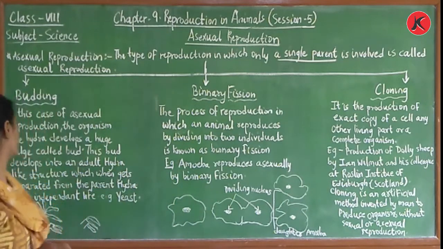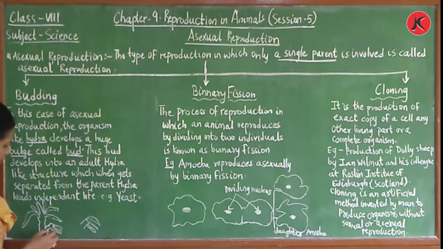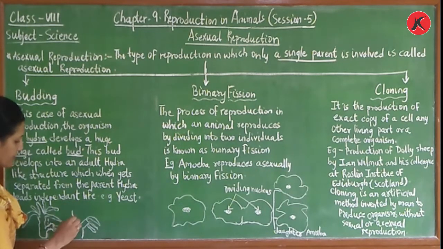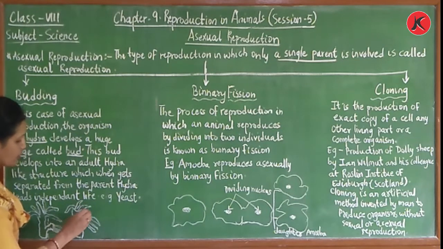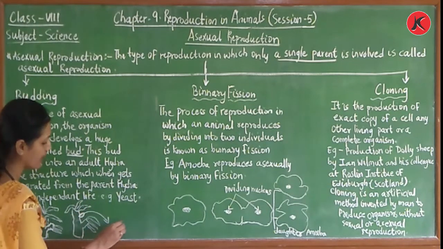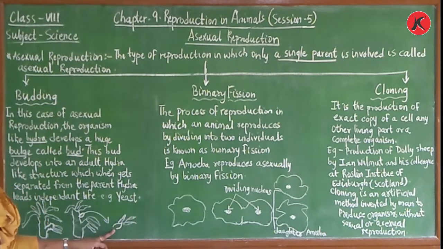Now what is budding? In this case of asexual reproduction, organisms like hydra develop a bulge called a bud. Now here, children, you can see in the diagram a hydra is given. Here there is a small bud. If this bud gets cut and falls down, a new hydra can grow from this. Now if this forms a new bud, again it can fall down and grow a new hydra, right? So this is called budding.